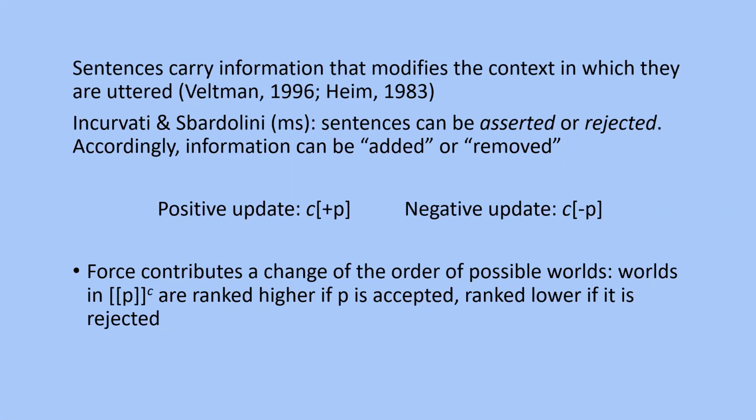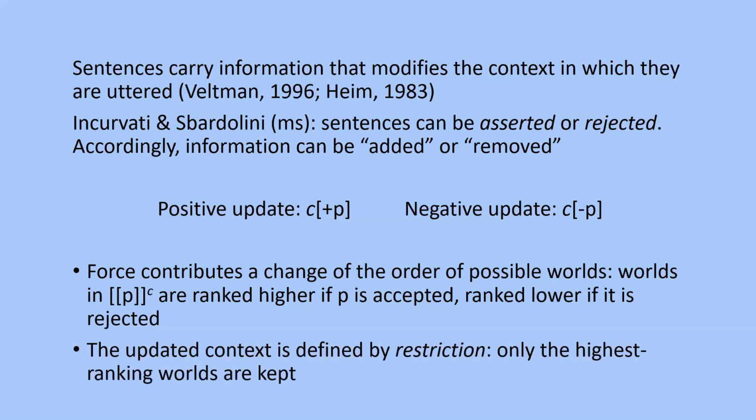There are no agents who are informed, and all of these are simplifications of the case here to keep things manageable. Furthermore, once you have rearranged the possibilities according to likelihood, the updated context is defined by restriction, such that only the highest ranking words are kept. So the updated context is the set of words in the input context that are ranked highest given the utterance.